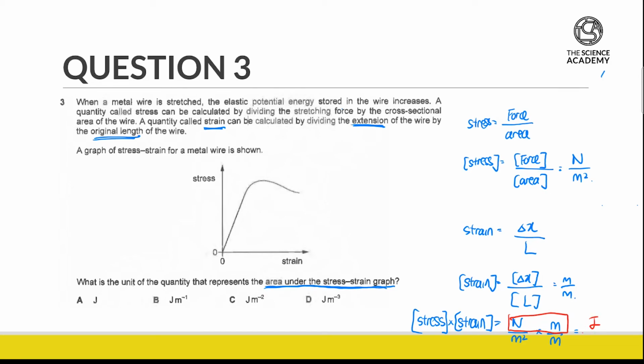So we have joules. And in our denominator, we have meters squared times meters, which is meters cubed. So the best answer for this is thus going to be joules per meter cubed, which is D.